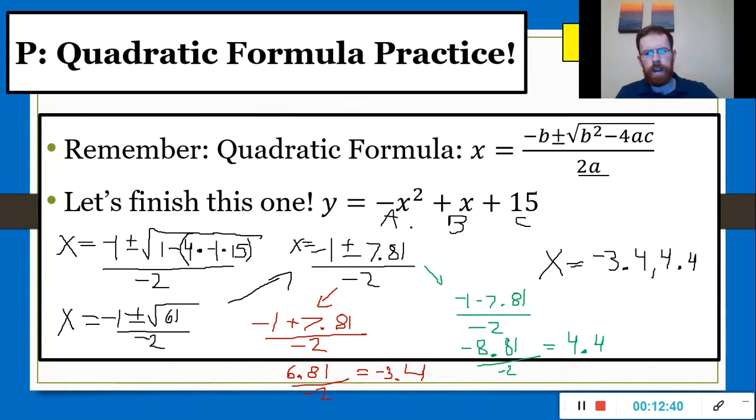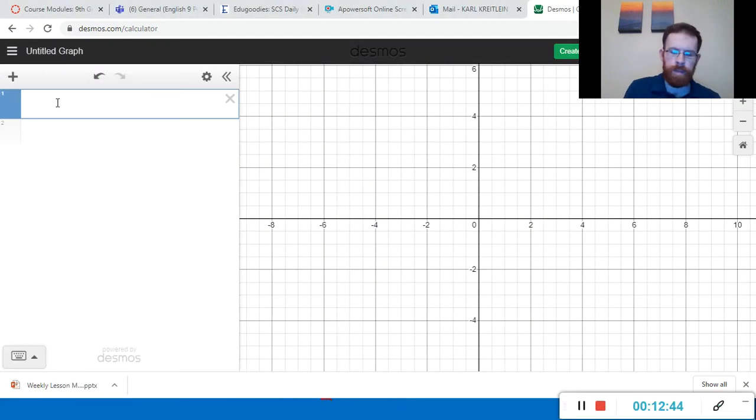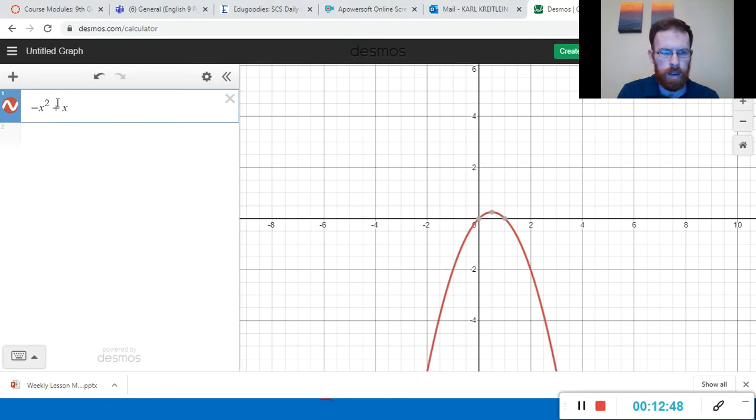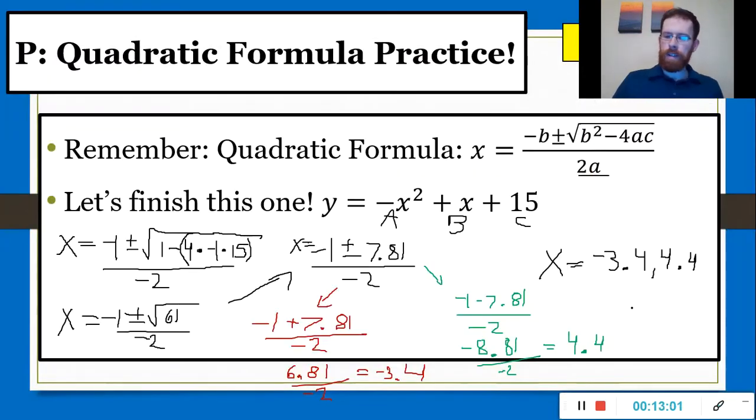Let's double check these. What's that? -x squared plus x plus 15? -x squared plus x plus 15. Ooh, what's this? 4.405 once you have rounding, and -3.4. So our solutions are correct.